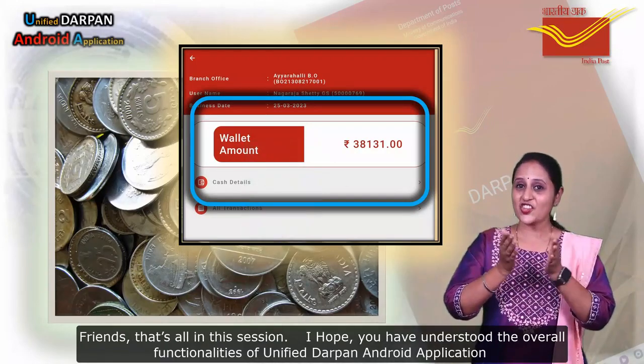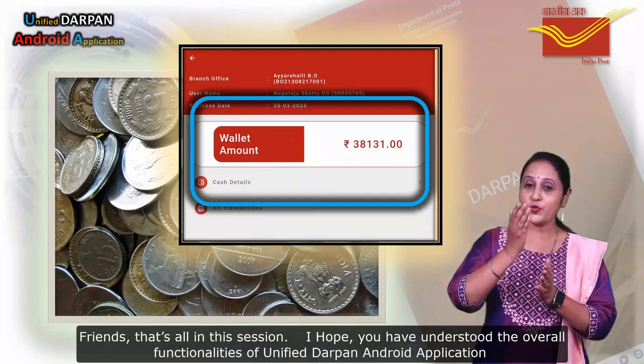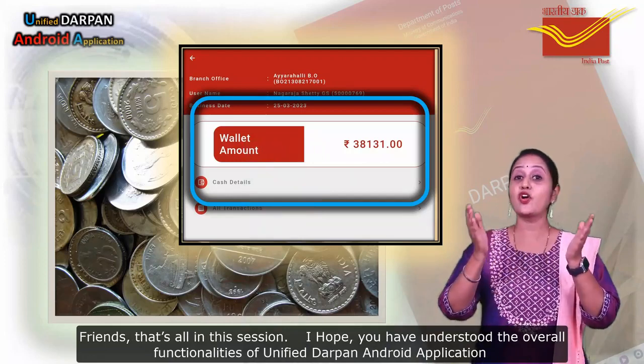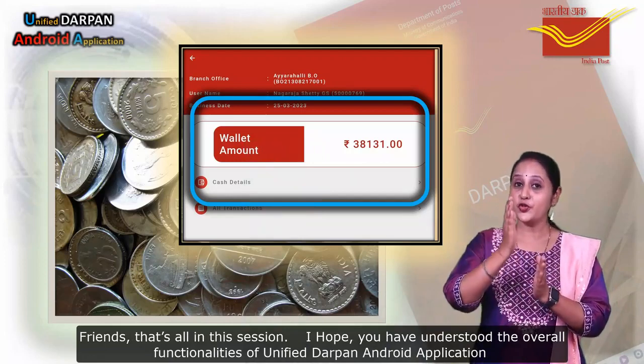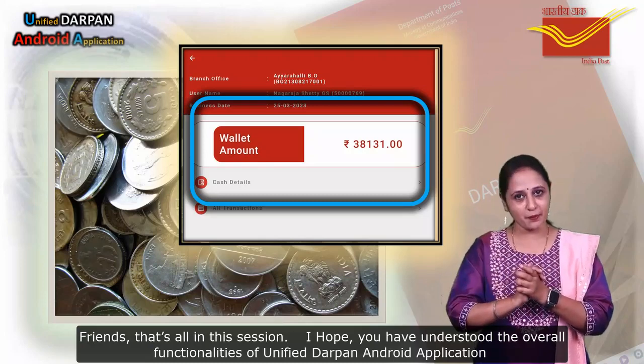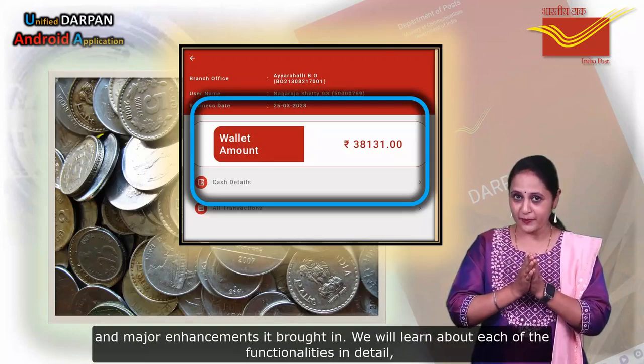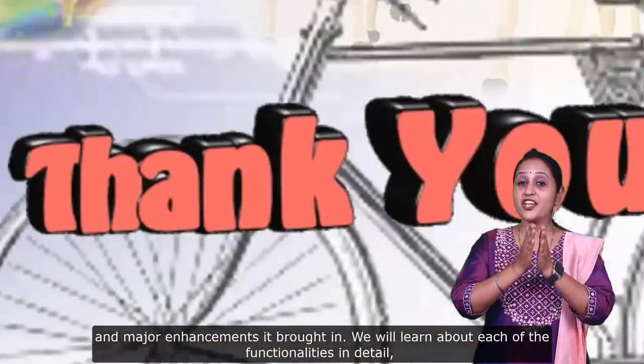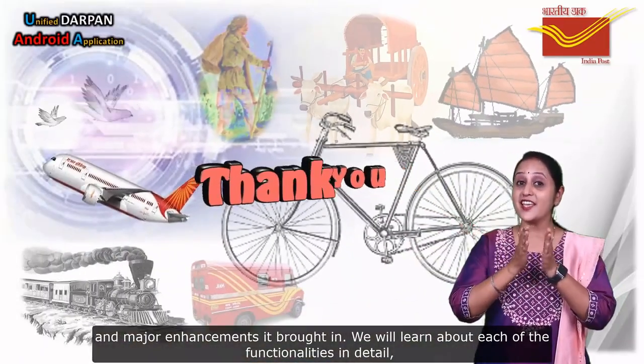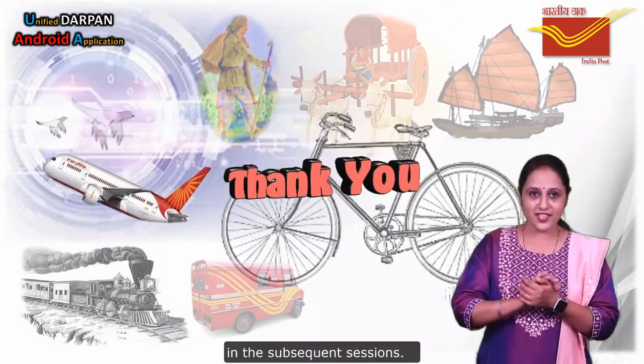Friends, that's all in this session. I hope you have understood the overall functionalities of Unified DARPAN Android application and major enhancements it brought in. We will learn about each of these functionalities in detail in the subsequent sessions.